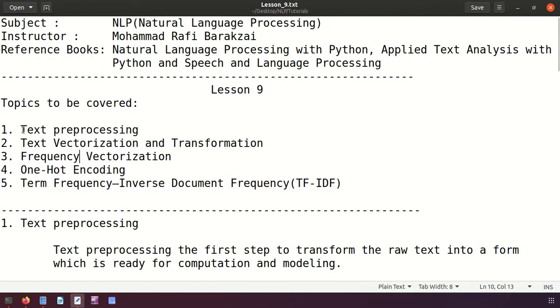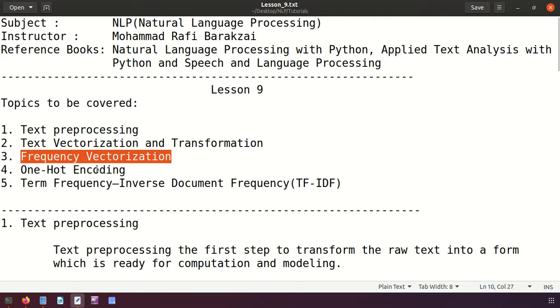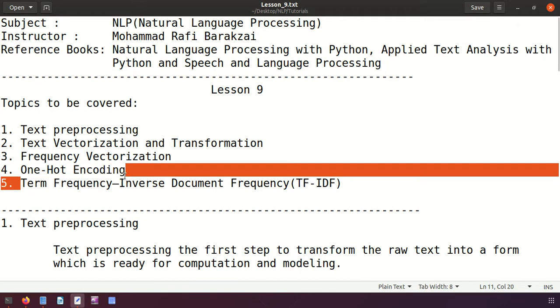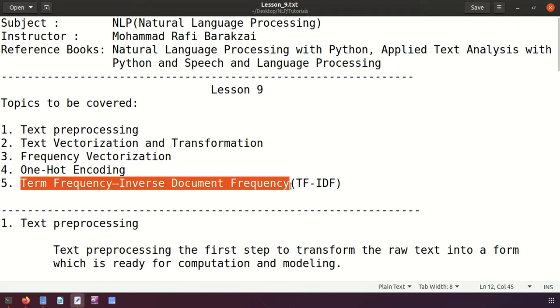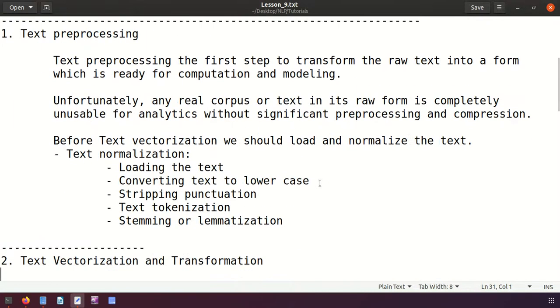First we'll be discussing text preprocessing, and then text vectorization and transformation, and then we have frequency vectorization, one-hot encoding or vectorization, and then we have term frequency and inverse document frequency or TF-IDF vectorization. Now let's start with the first topic called text preprocessing.